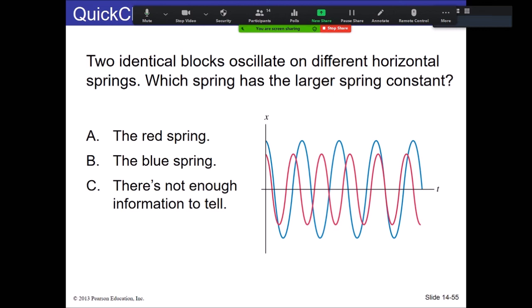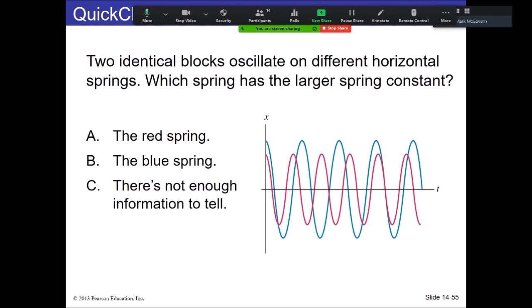Well, you've got to go back to those equations. You will see that period, right? Period equals 2 pi radical m over k. The m's are the same. So the longer period, because there's an inverse relationship between these two things, is going to have the smaller spring constant and vice versa.